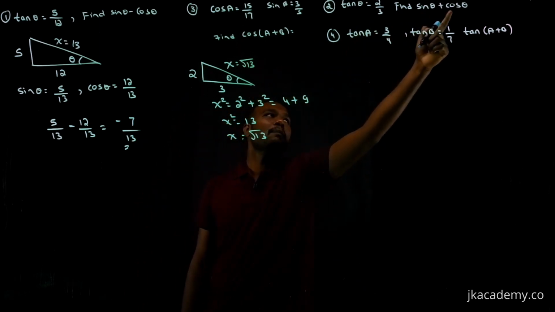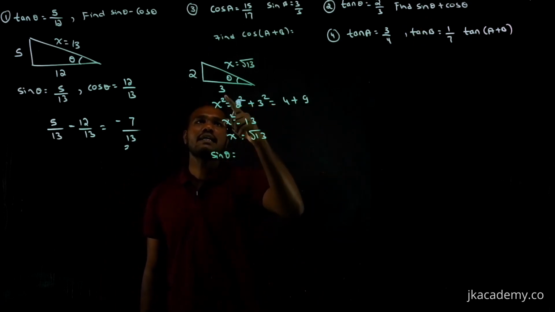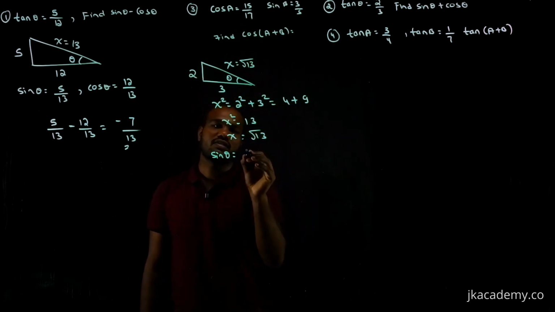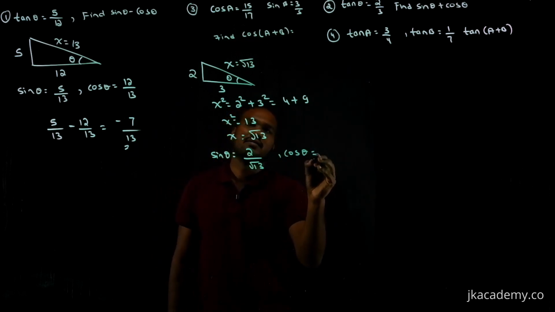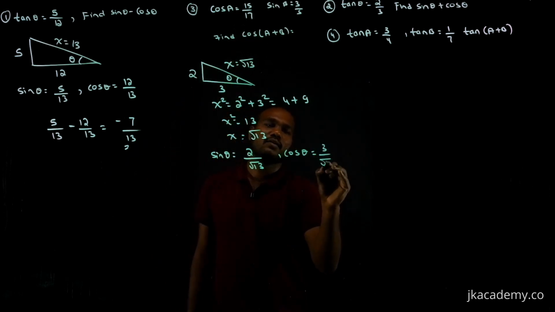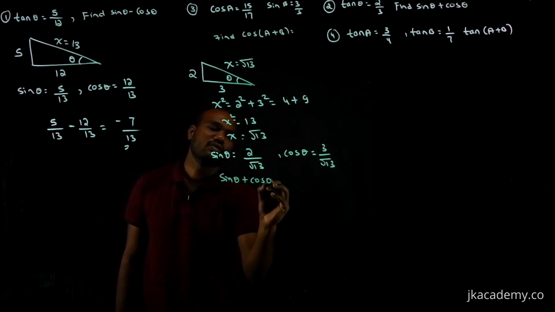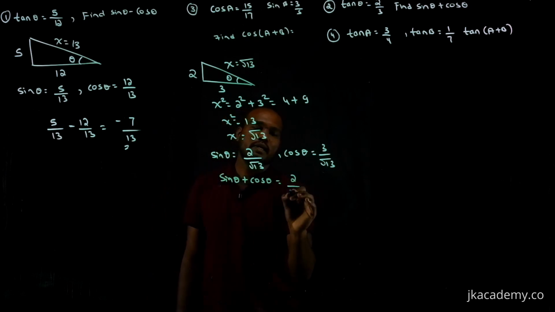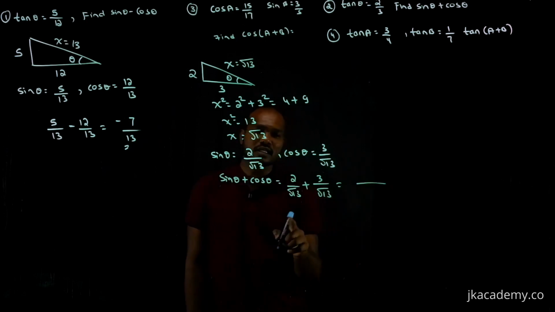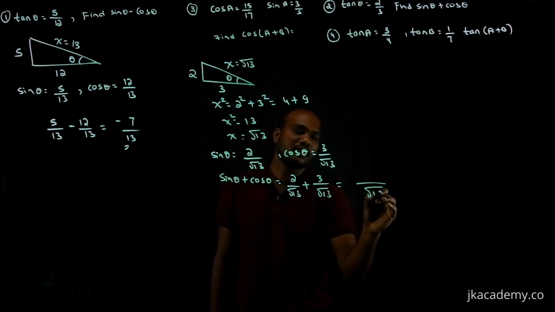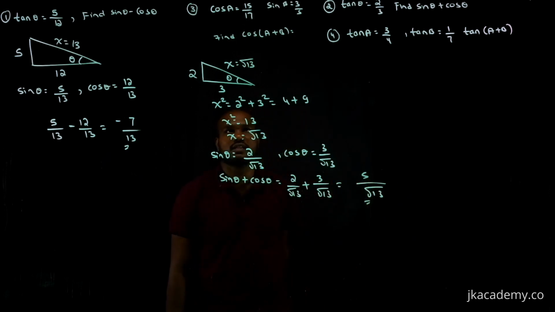Now what do you need? Sin theta plus cos theta. To find that, first we have to find sin theta. Sin theta is opposite by hypotenuse, so 2 by root 13. Cos theta is adjacent by hypotenuse, that is 3 by root 13. Sin theta plus cos theta is 2 by root 13 plus 3 by root 13. Both have root 13, so we can just write root 13. 2 plus 3 is 5. 5 by root 13 is the answer.